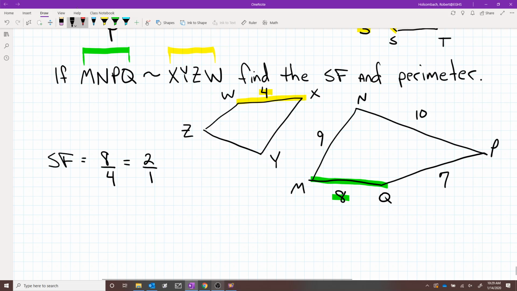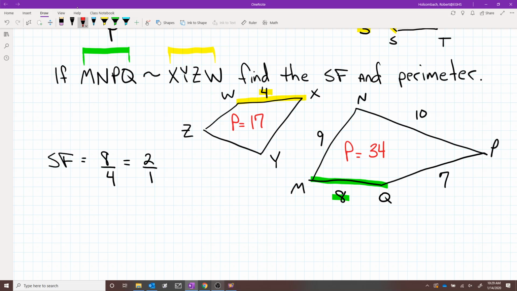So now we can find the perimeter of the bigger shape. You know all of those sides. So the perimeter of this bigger shape is equal to, what do we got? 10 and 7 is 17. 9 and 8 is 17. 17 times 2 is 34. So what's the perimeter of the smaller shape going to be? If the scale factor is 2 to 1, right? Aren't all the sides in the larger shape twice as big as the smaller shape? So isn't the perimeter twice as big? So what's the perimeter of the smaller shape going to be? It's going to be 17.